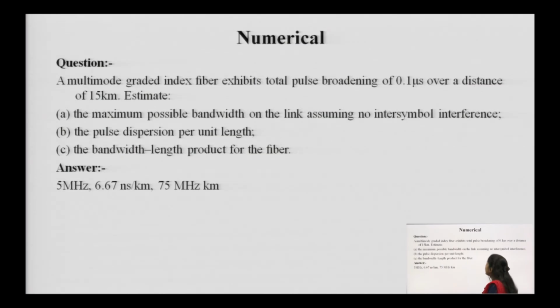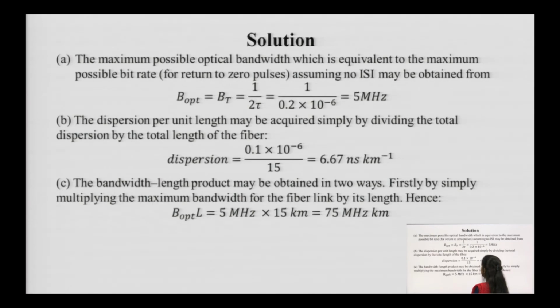Now, let us do a numerical related to that. In a multimode graded index fiber, which exhibits total pulse broadening of 0.1 microsecond over a distance of 15 kilometer, you have to calculate the maximum possible bandwidth of the link, that is BT, the pulse duration per unit length, and the bandwidth length product of the fiber.